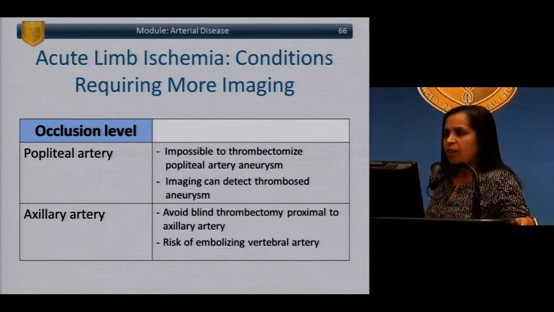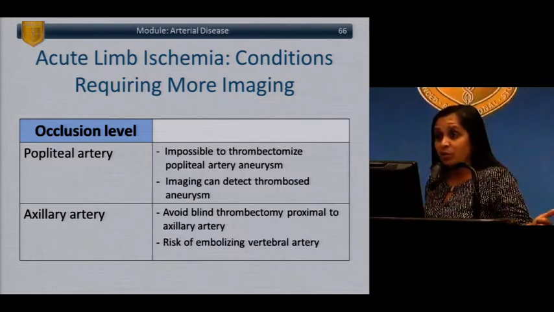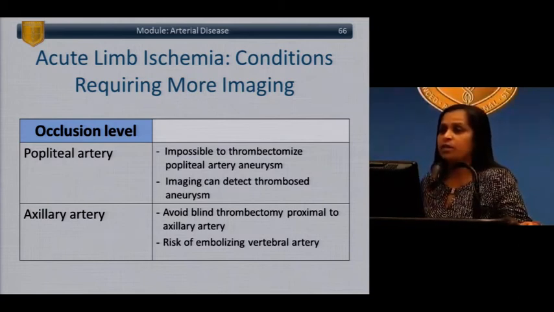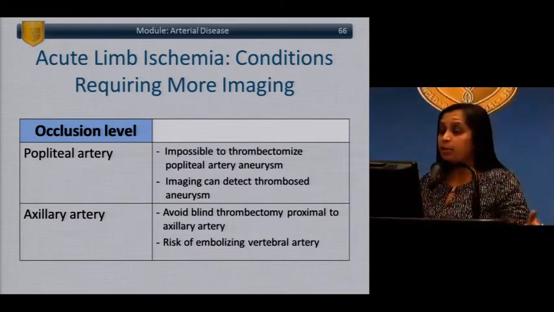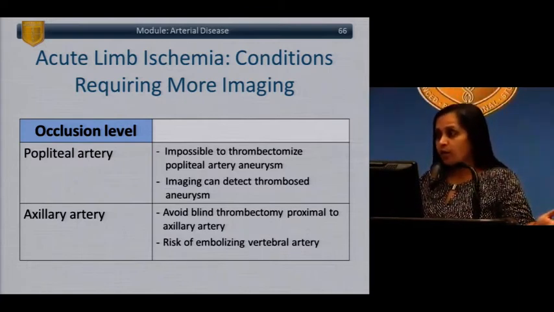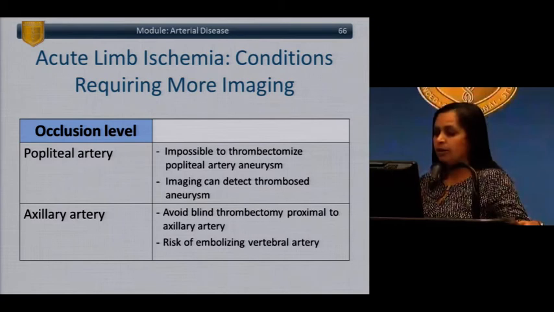A couple of caveats in situations where you should consider additional imaging. Occlusion at the level of the popliteal artery, as we have mentioned before. If the patient has a popliteal artery aneurysm that has thrombosed, you won't be able to thrombectomize this because it's an aneurysmal vessel. So you want to think about getting some sort of imaging to diagnose this if this is the level of occlusion. And if they do have a thrombosed popliteal artery, you should consider thrombolysis in these patients to try to get the outflow as open as you can. Oftentimes you're not able to open up a lot of the outflow vessels because this is a sort of ongoing problem as thrombus develops in popliteal arteries, but it's important to think about trying to get some outflow open.